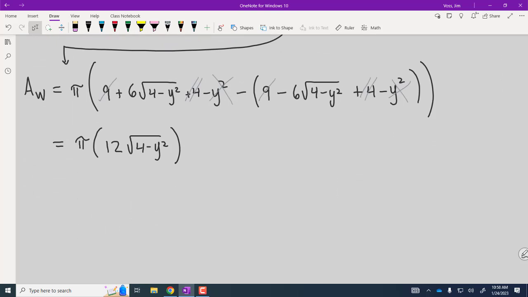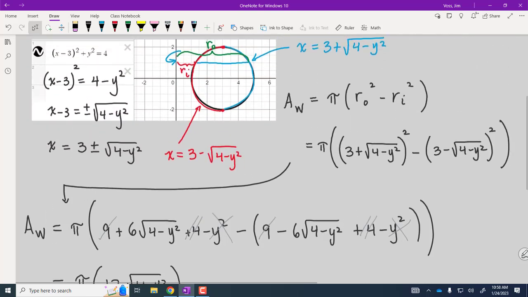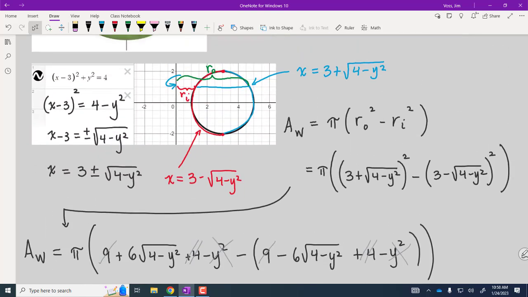Can we use symmetry here? We're integrating with respect to y. Do we see some symmetry that we could use? The top half, if we integrate from 0 to 2, we could then double it. You could go from -2 to +2, but if we can have a 0 in the limit of integration, always helpful. So let's go 0 to 2 and double it.